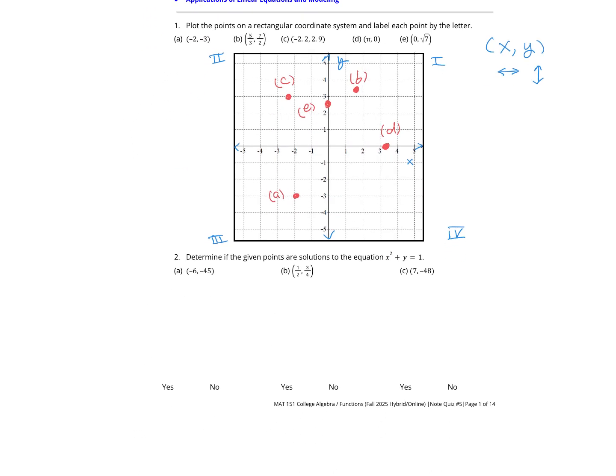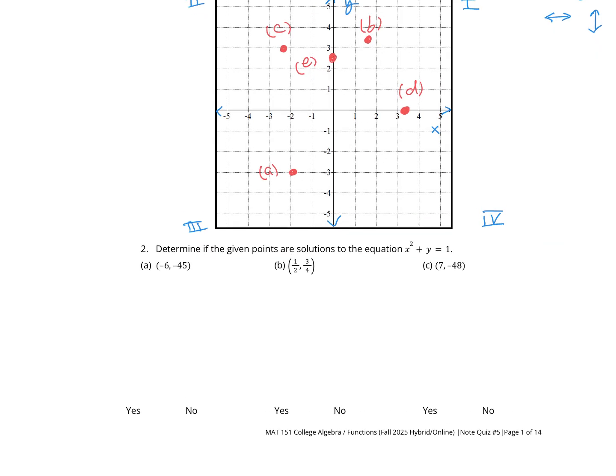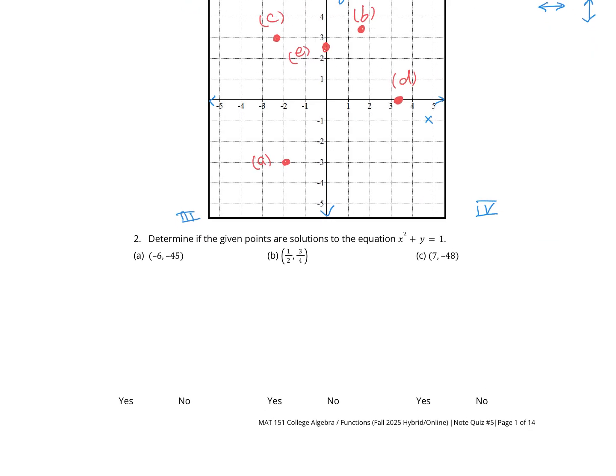If you look at these ordered pairs, the idea is that if an ordered pair makes the equation true, then that ordered pair is on the graph of the equation, and it's a solution of the algebraic equation. So for these problems, we want to substitute in the pair and see if we get a true or false statement. The equation given to us is x squared plus y is equal to 1.